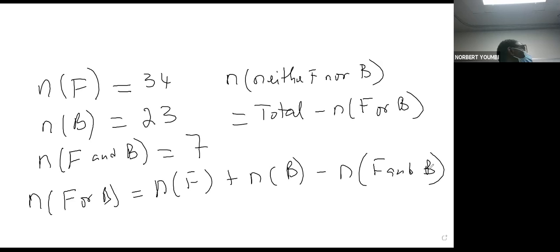We want to know now how many are here. That is how many play football without playing basketball. How many? 27. And how many are here? 60. So this is how you will distribute it. So that's why we need to say both. There is no other way to say both.